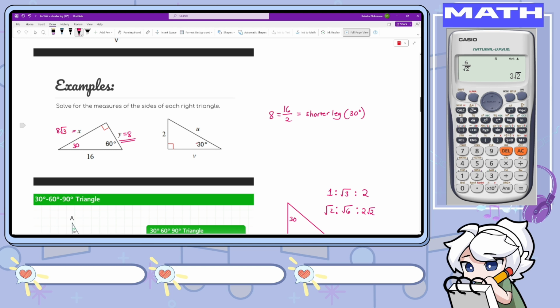And that you're done. On this example, if this is 30, we have 60. But the given is 30. This is very convenient. What we will do is, for 60, you have to multiply it again by square root of 3. So, meaning, you have square root of 3. And for the hypotenuse, you need to multiply the shorter leg 2 by 2. So what is 2 times 2? The answer is 4.